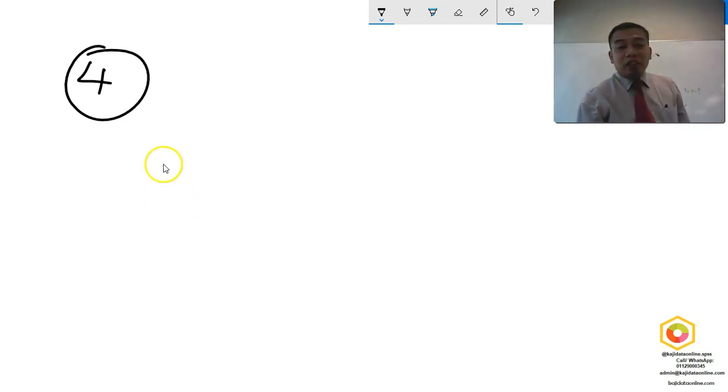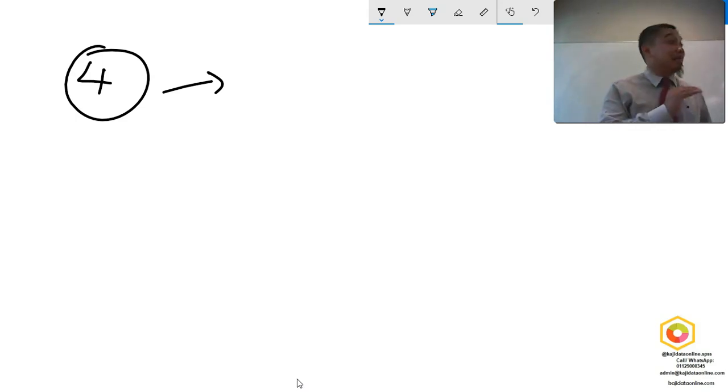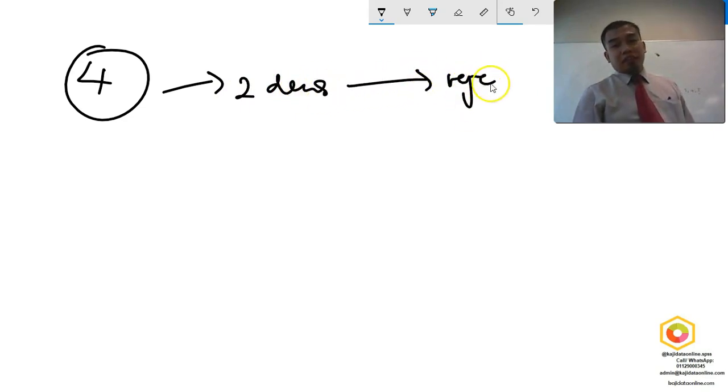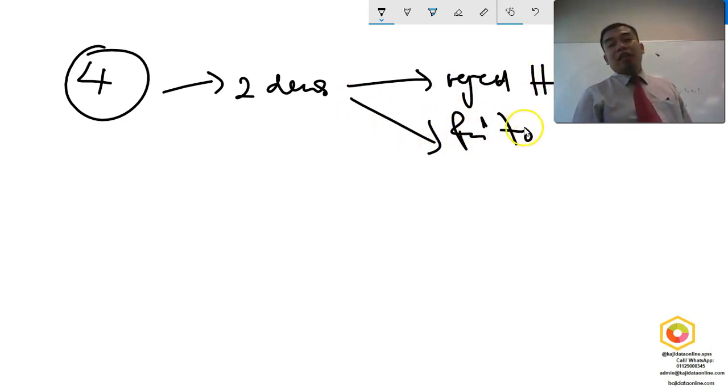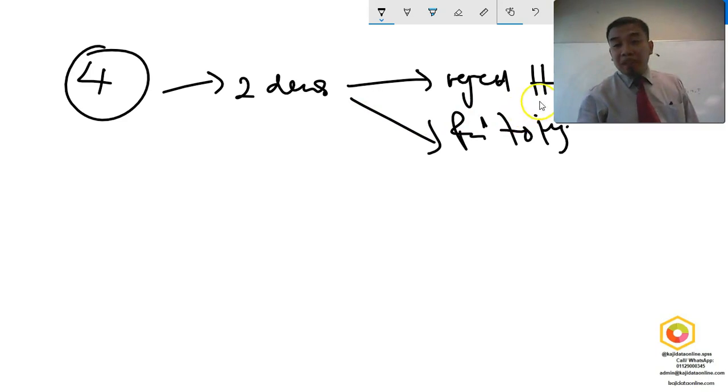Okay. So the fourth step is very simple. You make a decision. That's all. The fourth step is making decision. But you must remember, your justification of decision must be based on as follows. You got 2 types of decision. The first one is reject. Reject what? Reject your null hypothesis. And then the second one, you fail to reject. You fail to reject your null hypothesis also.